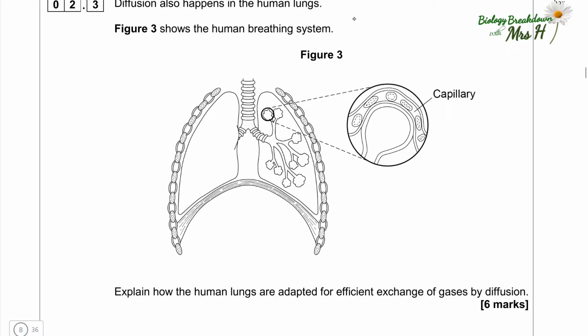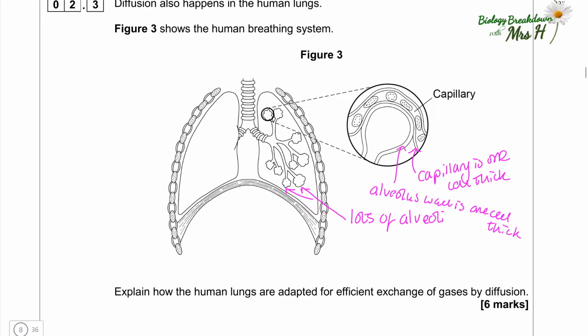So I'm just going to annotate this diagram here so I can remember to cover as many bases as possible in this 6 marker. First of all, we can see that person's left lung. They've drawn out the alveoli, and we can see that we've got lots of alveoli there. If we look at one alveolus, then the capillary, notice the capillary wall, if you remember, is actually 1 cell thick, and it's very close to the wall of the alveolus as well. The alveolar wall is actually 1 cell thick as well, so that's going to help with a short diffusion distance.